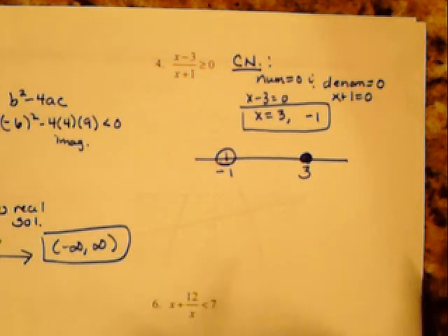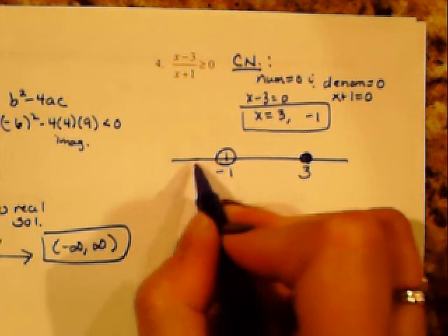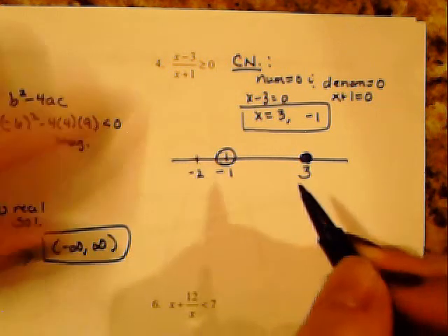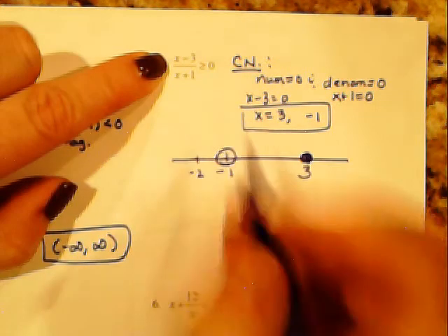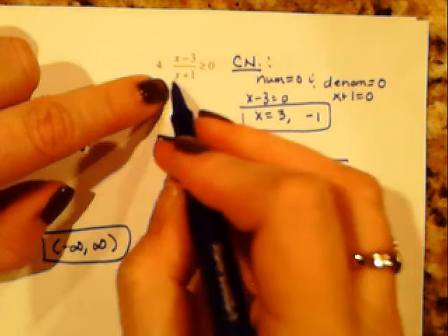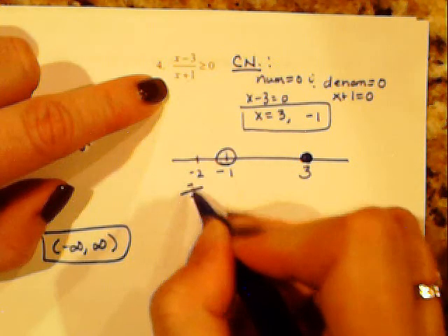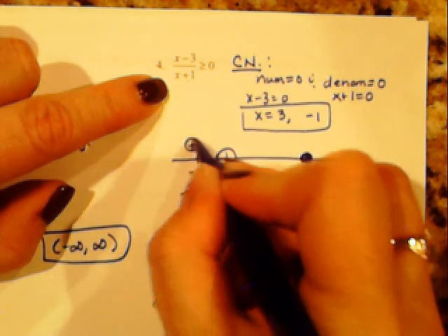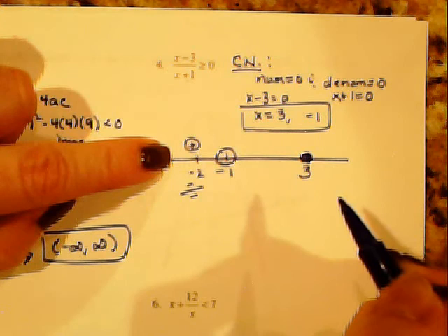Going to do the number line test just like I did for my quadratic inequality. So I need to pick a number less than negative 1. I'll pick negative 2. Negative 2 minus 3 is a negative. Negative 2 plus 1 is a negative. And a negative divided by a negative is a positive. So I know numbers less than negative 1 will be positive.